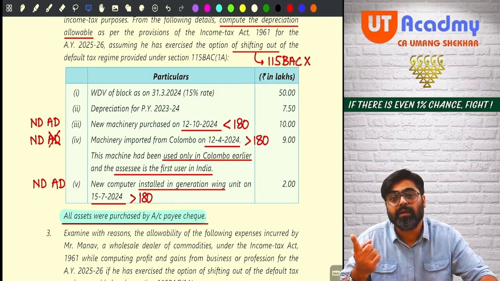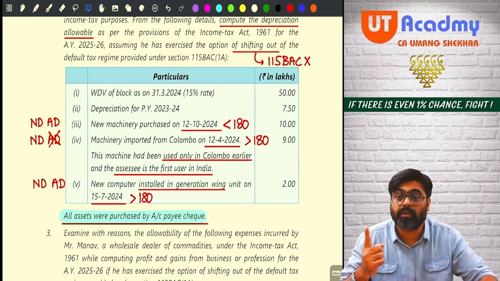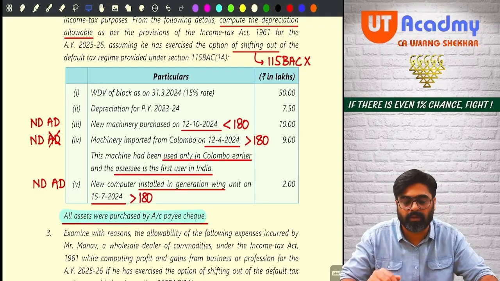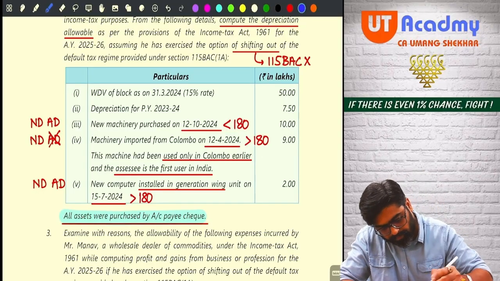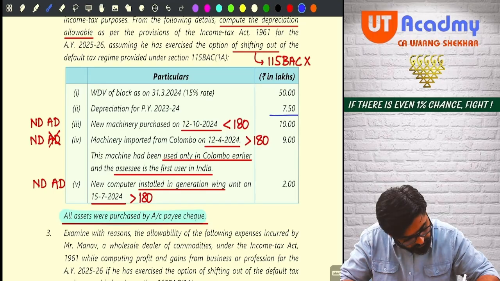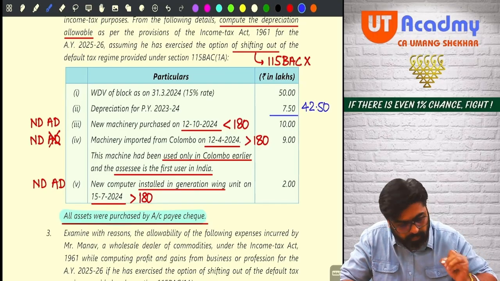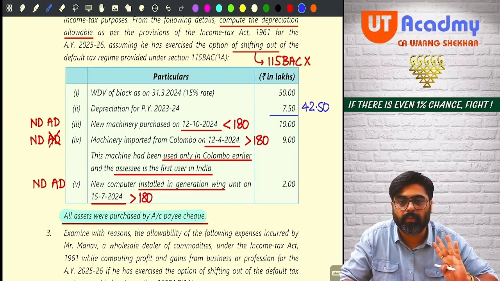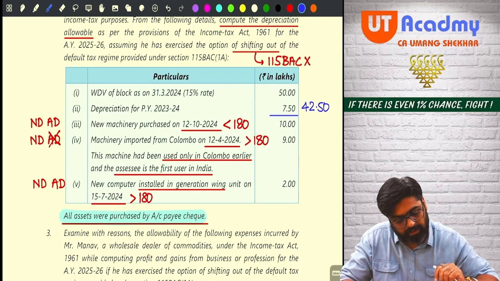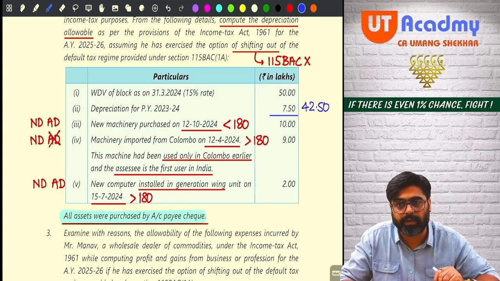And depreciation for the last previous year also given, meaning that this depreciation has to be reduced. Then we will get the WDV as on the last day of the last previous year after depreciation, which will become opening in this year. So can I say here it will be 42.5. This will become opening in my previous year. New machinery purchased 12th October 2024, less than 180 days. On that, normal will also be available and additional will also be available. Why?